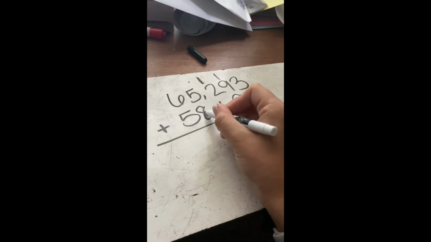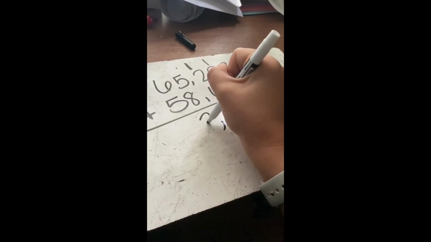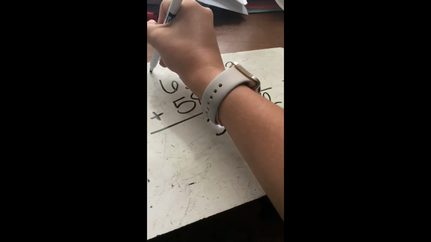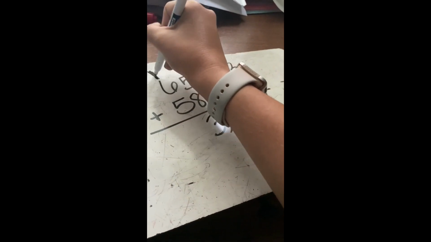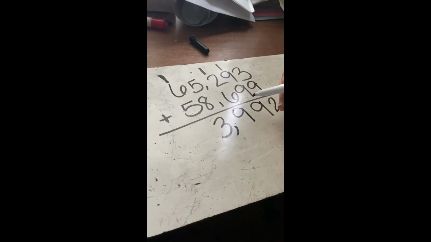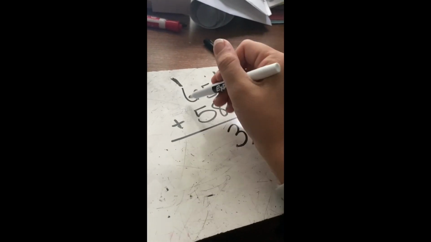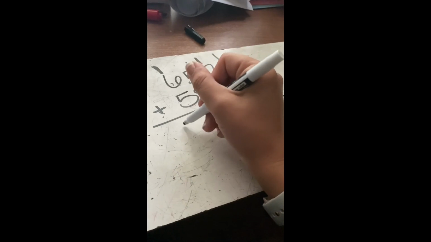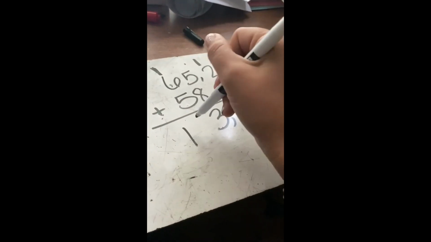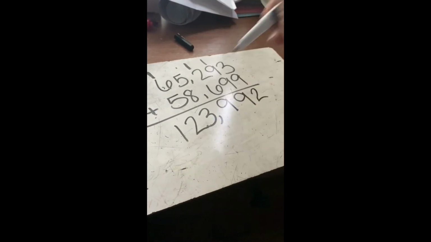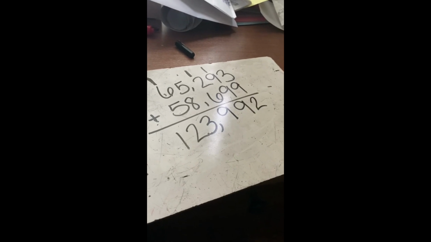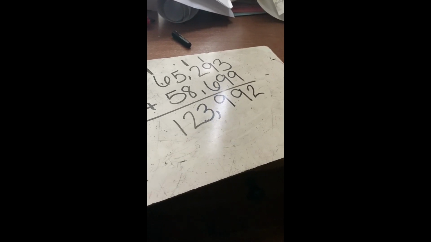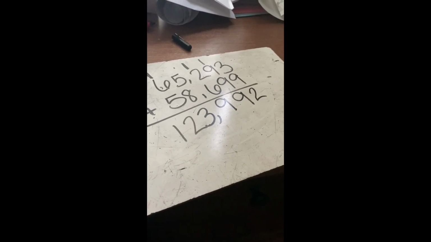5 plus 8 is 13. I'm going to carry the 1 into the 10,000s place. 1 plus 6 is 7. 7 plus 5 is 12. There's nowhere to carry anything else, so I just write 12 like it is. The answer should have been 123,992.